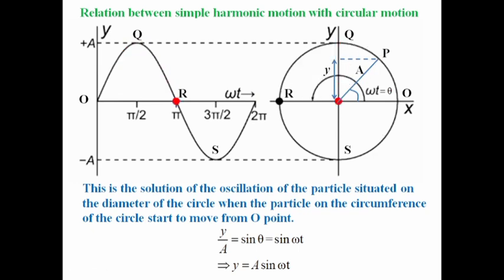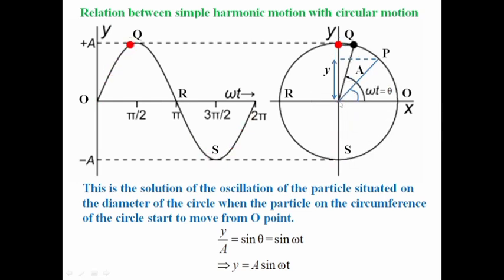Now let's see how we can relate the simple harmonic motion with a circular motion. Let's start from this O point. This is the starting point of the oscillation. So here, how will you relate? For a particular position, you consider this P point.